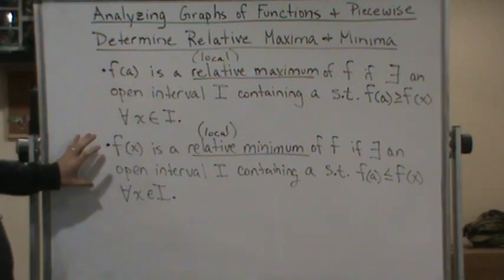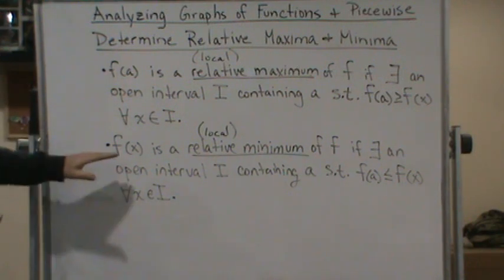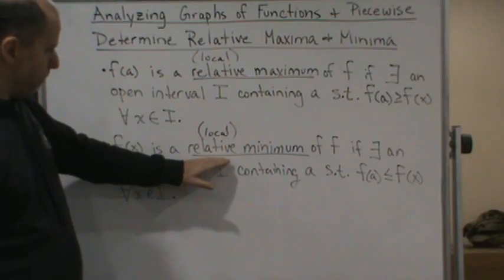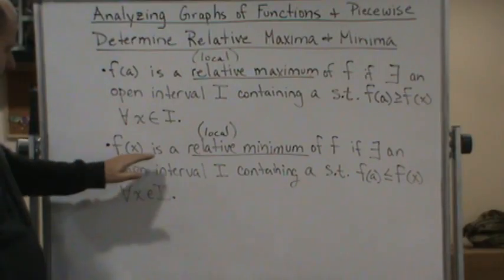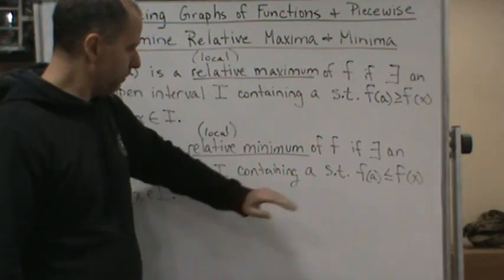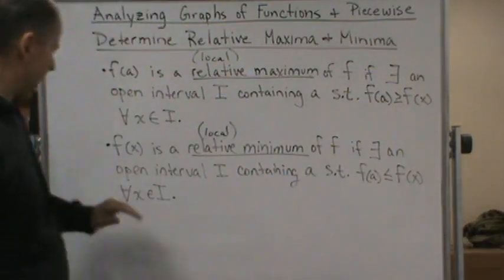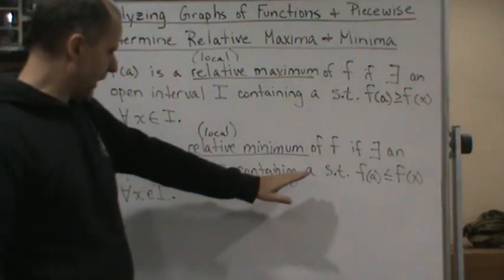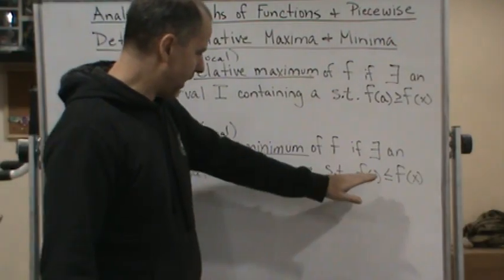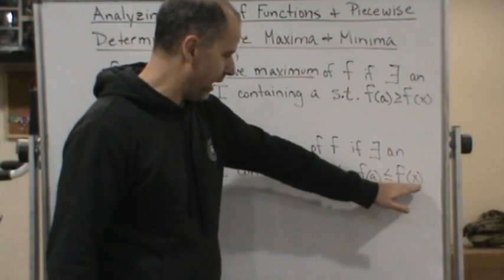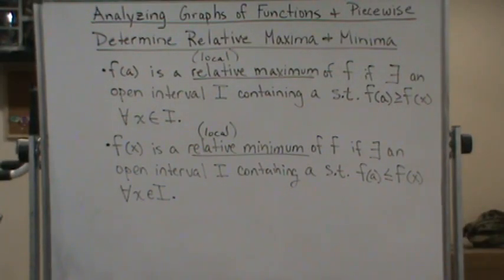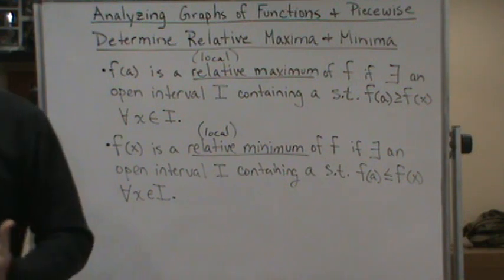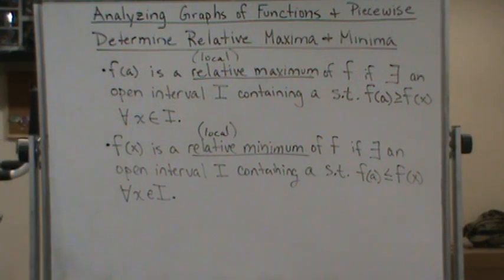Okay? Now, what about a relative minimum? Very similar. So f of a is a relative minimum of f if there exists an open interval I containing a such that f of a is less than or equal to f of x for all x in the interval I. Okay, so those are the technical definitions of when we have a relative maximum, relative minimum. And then we're going to look at an example.